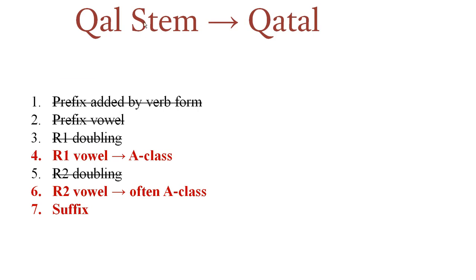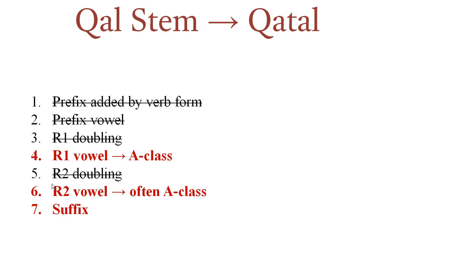Now, for our purposes, we're going to be looking at the Qal stem. So, for the Qal stem and the Qatal verb form, what are some things that we know? Here are our diagnostics, and really there's 3 that are important. The vowel for the first root letter is an A-class vowel, meaning kametz or patach. The vowel for the second root letter, R2, is often A-class, and there's going to be a suffix that we have to pay attention to.